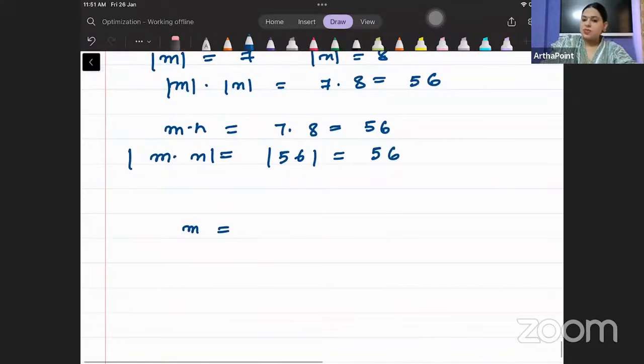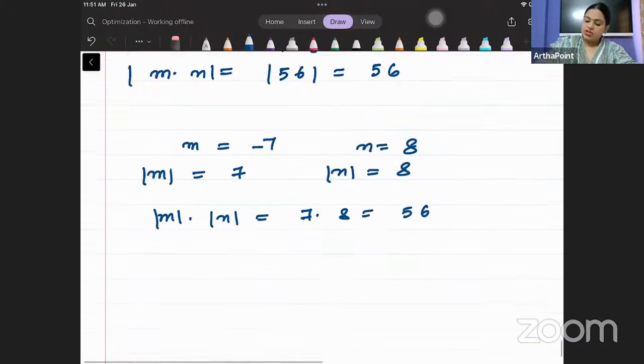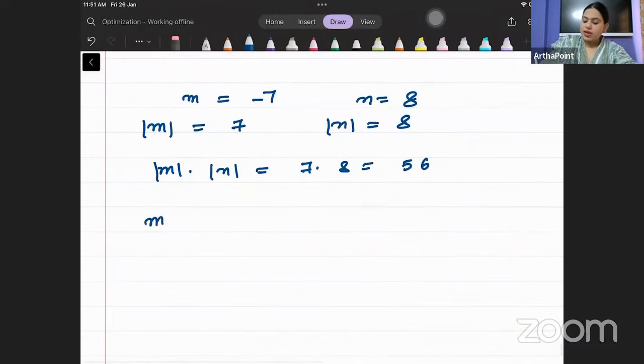Beta, let's say m is minus 7, n is 8. तो m mod कितना हो गया? 7. n mod 8. तो m mod into n mod कितना हो गया? 7 into 8, 56. Right, beta? Acha, now tell me. Beta, what will be m into n? Minus 7 into 8, minus 56.